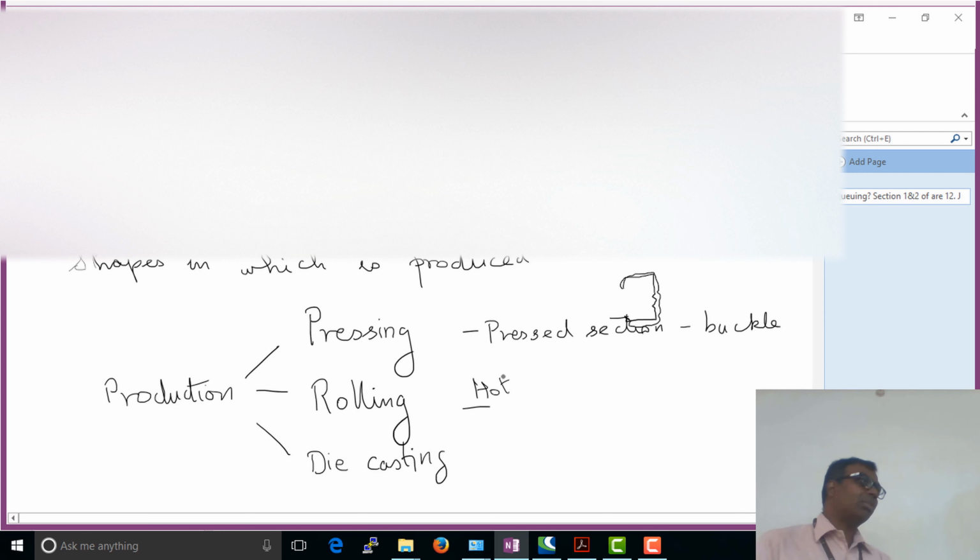Hot rolled sections are what we are more bothered about in this course. So what is hot rolling? The steel in a very hot condition is passed through rollers. The rollers will slowly reduce the section to the required dimension.